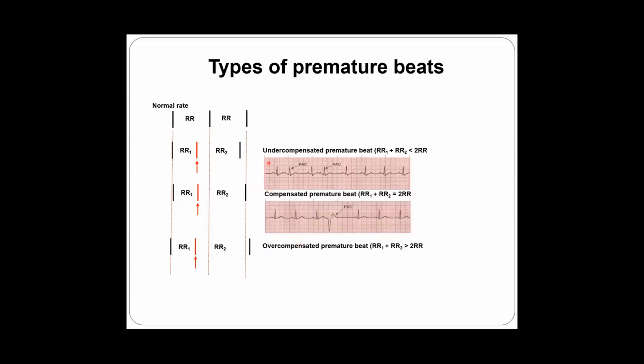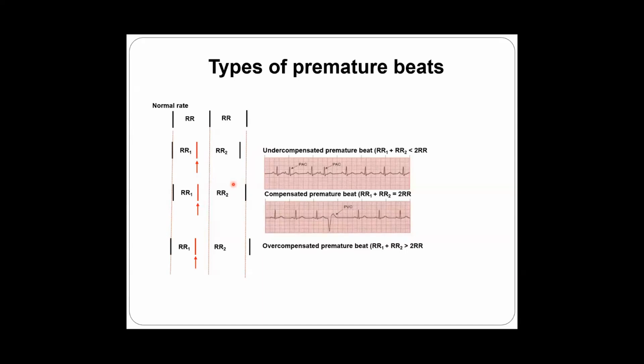Now, why is it important to see whether it's undercompensated or compensated? First of all, you can determine where this premature beat is coming from. Everything supraventricular, meaning everything outside the ventricle, if this is the impulse formation center, such as the sinus or the atrium or the AV node, is always undercompensated normally. A ventricular premature beat is compensated.